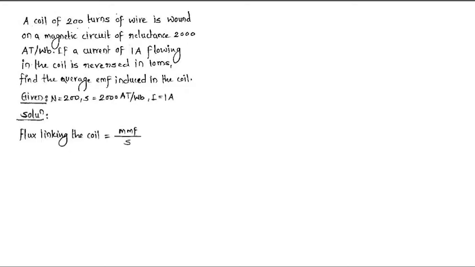So the flux linking to this coil can be found out by using the formula MMF upon reluctance. We know that it is analogous to EMF upon resistance. Flux in magnetic circuits is analogous to current. MMF in magnetic circuits is analogous to EMF in electric circuits. Reluctance in magnetic circuits is analogous to resistance in electric circuits. So this formula can be remembered very easily.